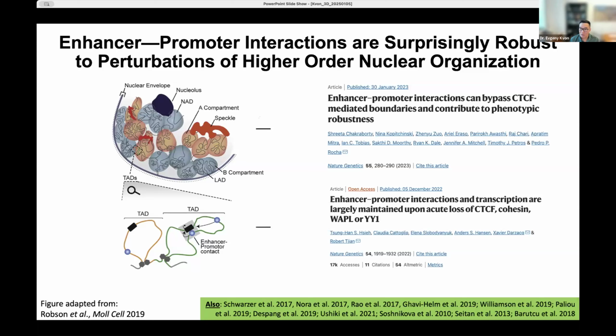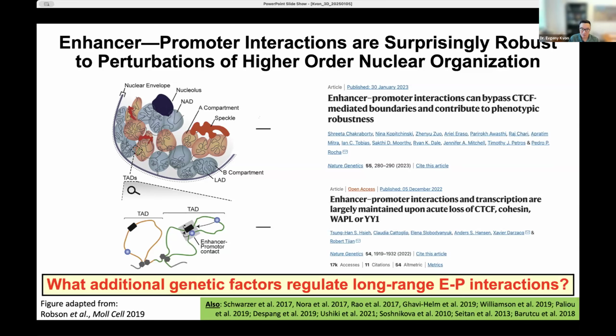are stronger, right? So what all this data suggests is that enhancer-promoter affinity might be important for maintaining these enhancer-promoter interactions, right? But what these additional genetic factors are that regulate these long-range enhancer-promoter interactions is still unclear.